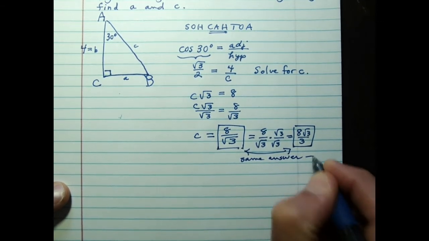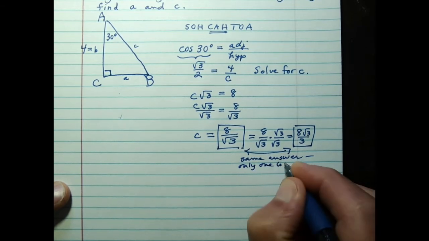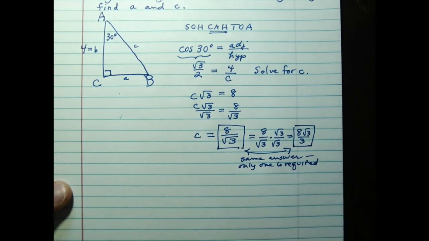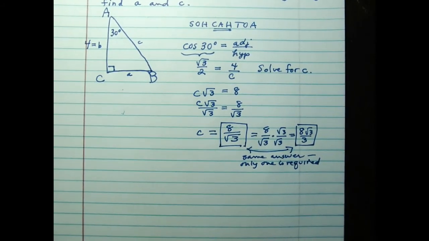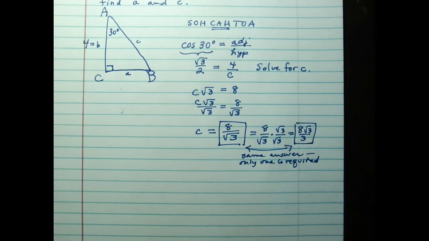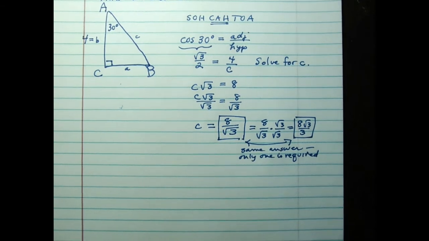I would say only one is required. At some point, I won't keep writing out 2 versions of all of these. Okay, so we got our C. We still need to find A. And you could use the Pythagorean theorem at this point, actually, to find A, because we have B and C. But I'm going to use trig again.